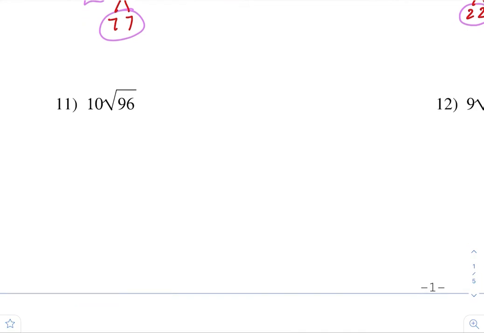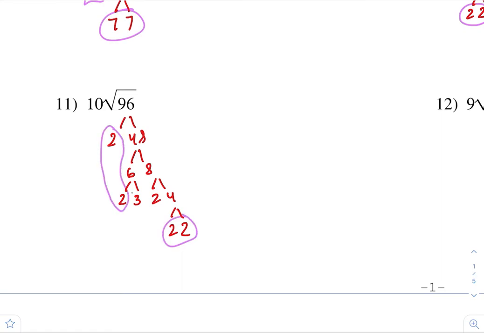This one, so we have a number on the outside, which is no worries because we'll just multiply our numbers later by this outside number. So factors of 96, 2 and 48. Factors of 48, 6 and 8. Factors of 6, 2 and 3. Factors of 8, 2 and 4. Factors of 4, 2 and 2. Identify our pairs. We got a pair of 2s, leftover of 3, leftover of 2.